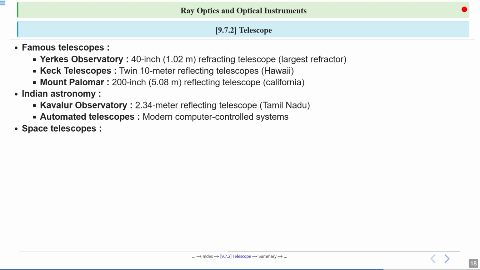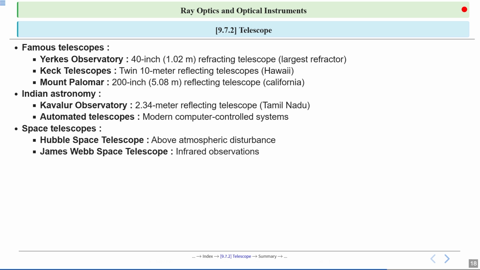Let's delve into some of the most notable space telescopes. The Hubble Space Telescope is a prime example of a space telescope that operates above atmospheric disturbances, providing clear and detailed images of the universe. The James Webb Space Telescope, set to succeed Hubble, focuses on infrared observations.